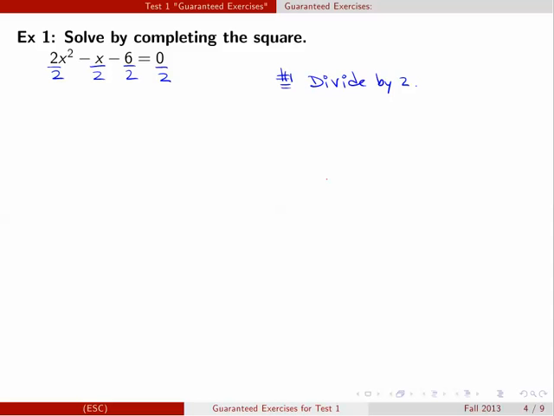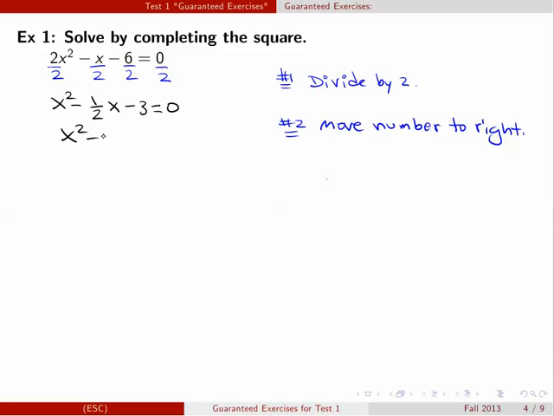So after we divide by 2, we get x squared minus 1 half x minus 3 equals 0. Okay, so now that we have x squared with the coefficient 1, we can go and do the next step, which is we move the negative 3, so we're going to move the number to the right hand side.